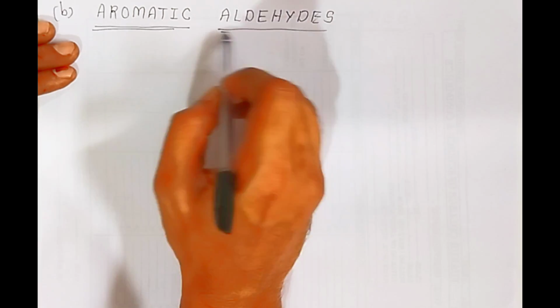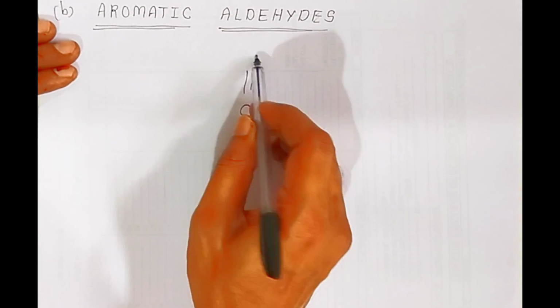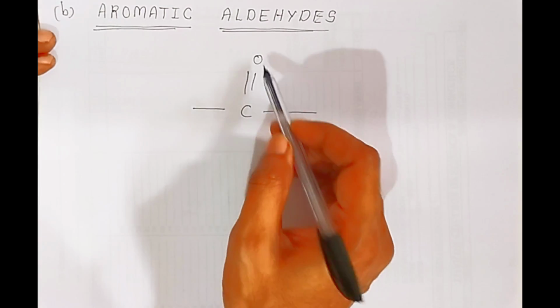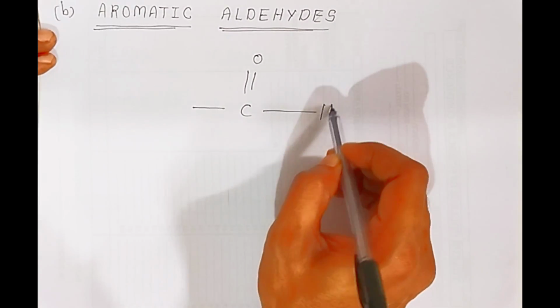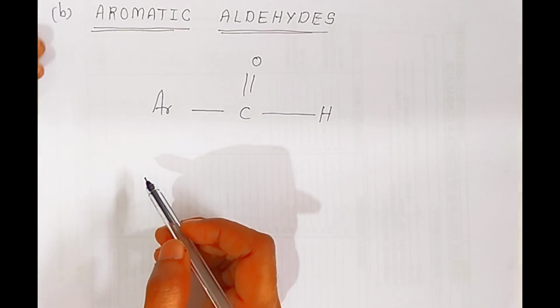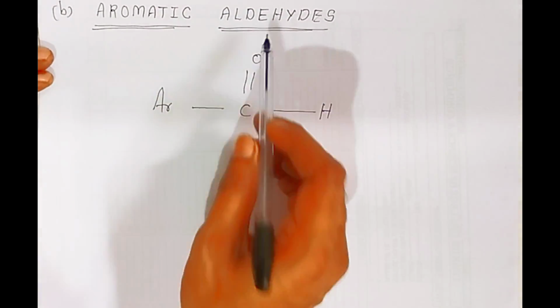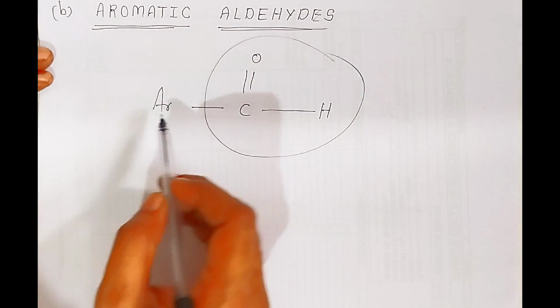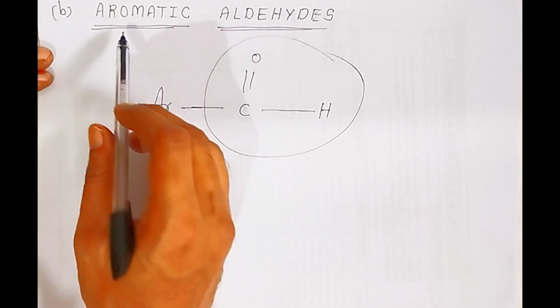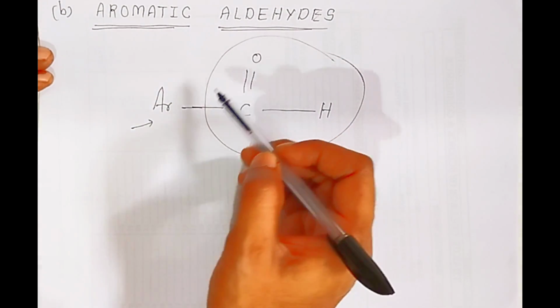Aromatic aldehydes, students. Now here, students, this is the carbonyl. The carbonyl you always represent as a carbon-oxygen double bond. Out of these two valencies, one valency is hydrogen. If the other valency is replaced by an aryl group, this type of compound is called an aromatic aldehyde. So this is an aldehyde, but since this valency is occupied by an aromatic ring, we call it an aromatic aldehyde. This type of aldehyde gives you aroma.